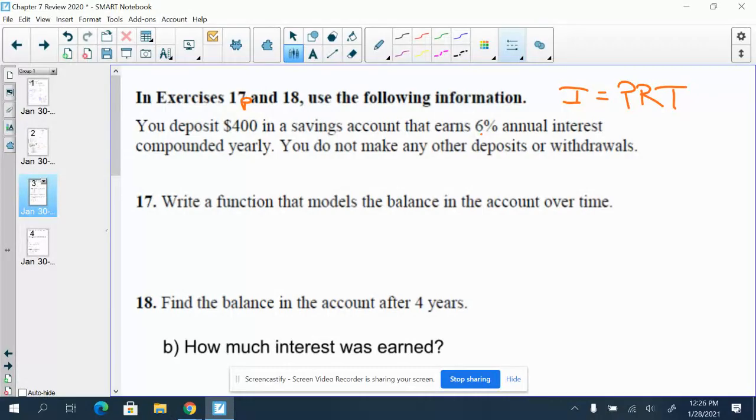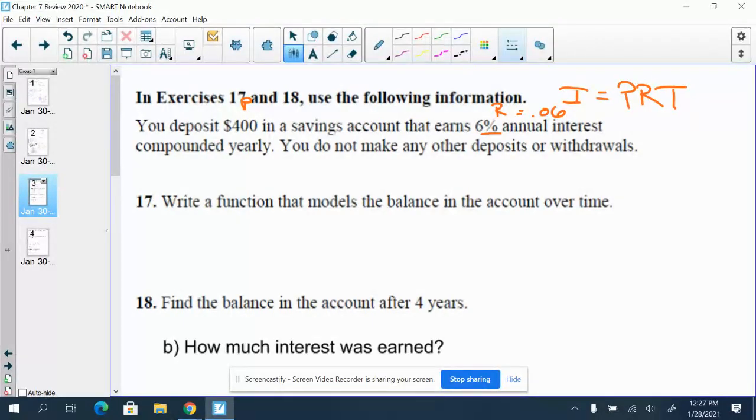This is your rate. Now, the thing with the rate is you have to put that into a decimal form. So to do that, you've got to move that 6 over 2 places, so it's actually going to be 0.06. Make sense? T is your time. That comes in later.